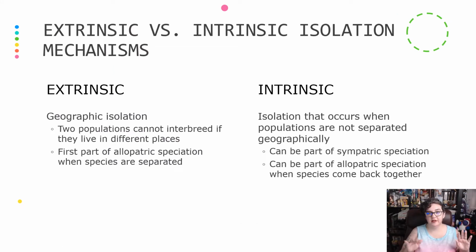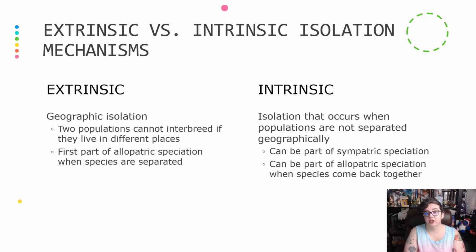And so when we talk about sympatric speciation, we're mostly talking about intrinsic isolation mechanisms, right? So let me define these two terms for you first. Extrinsic, we already talked about. That's geographic isolation. We also call it vicariance, right? So these are barriers where they can't interbreed with each other because they live in different places.